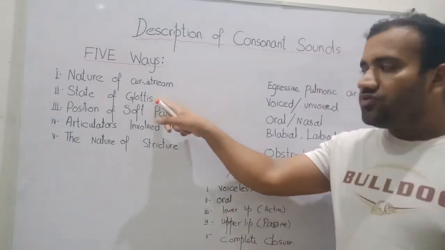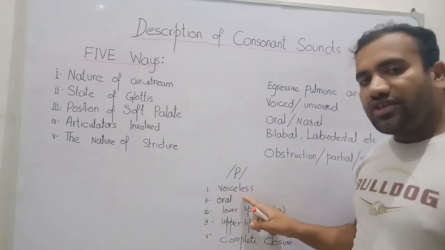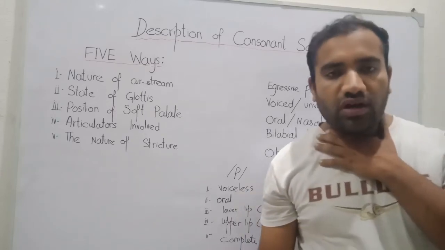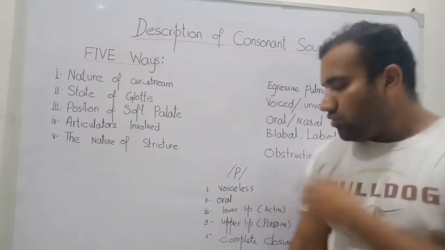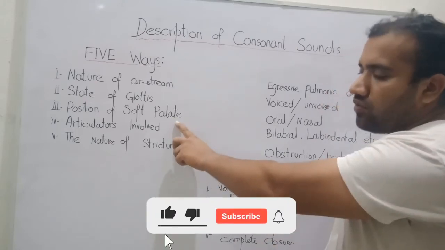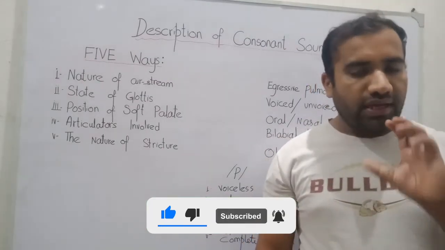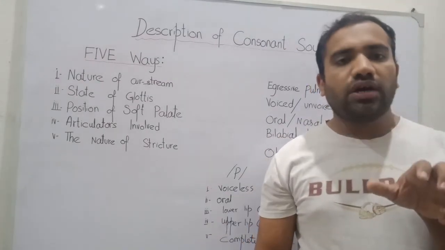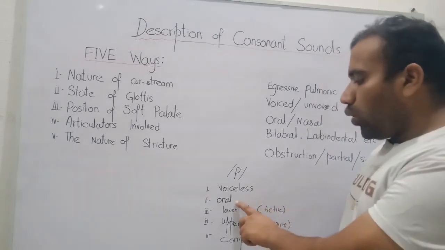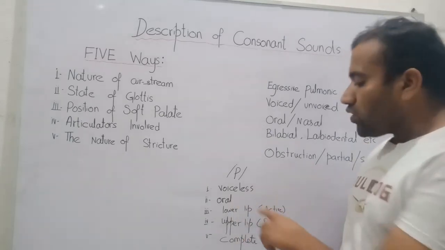The second process is the state of the glottis. This is a voiceless sound, because our vocal folds are not vibrating. Then the position of the soft palate. When we produce the P sound, the air comes through our mouth, and this is called an oral sound, because air is coming through the mouth.